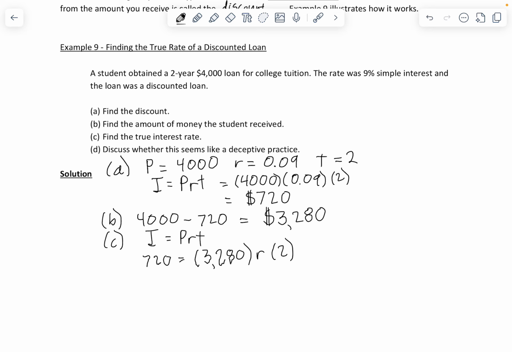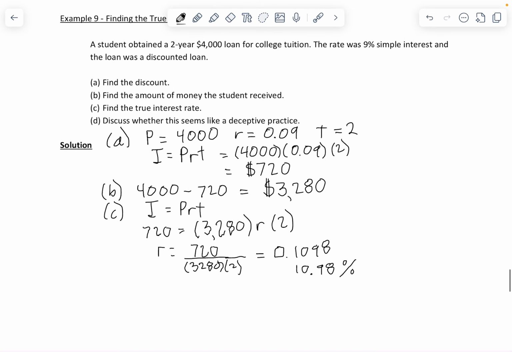So R is equal to 720 divided by the product of 3,280 and 2. Okay. And that works out to be about 0.1098, or as a percentage, about 10.98%. So the true interest rate is about 10.98%.